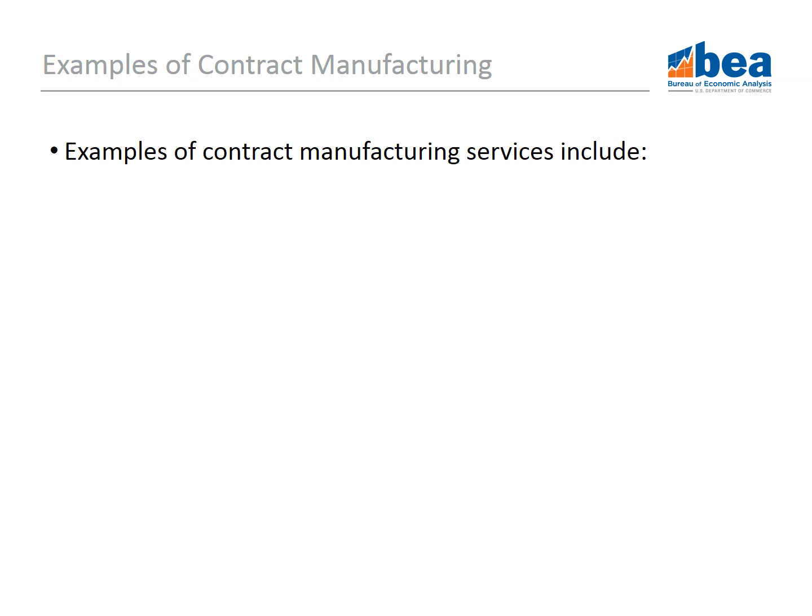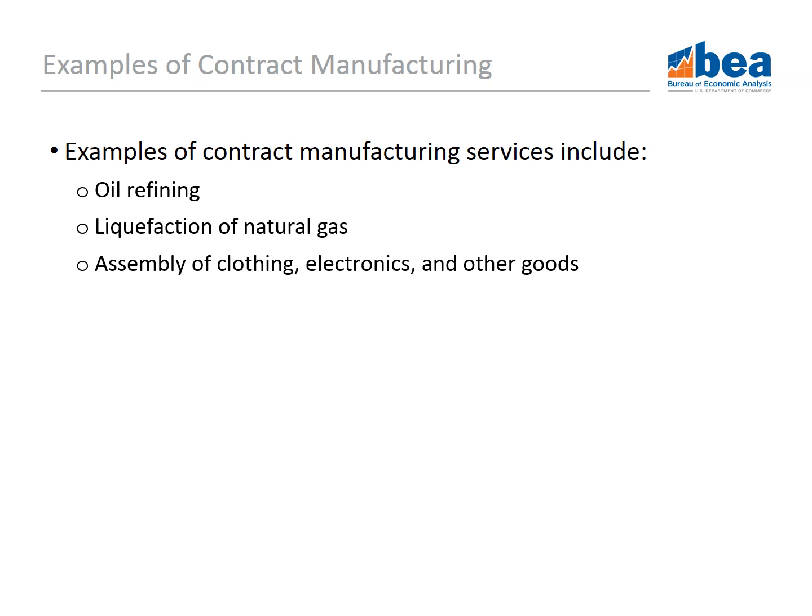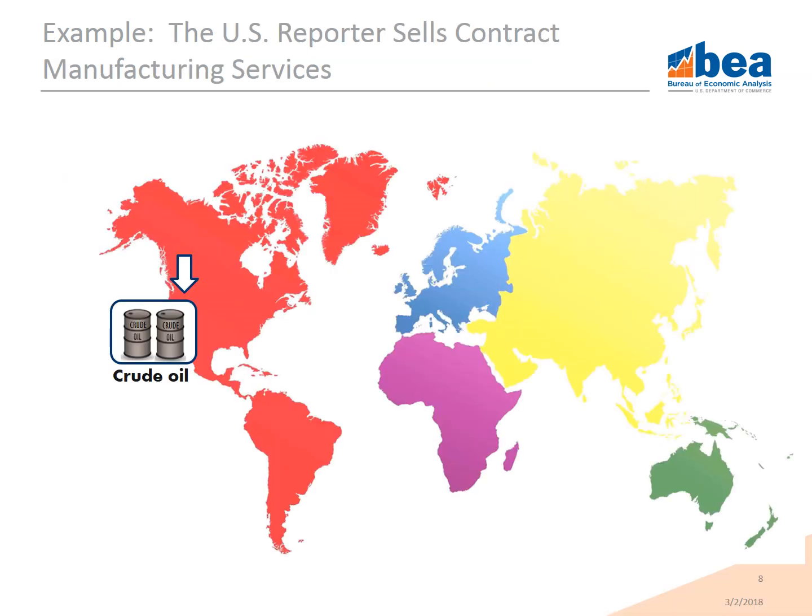Examples of contract manufacturing services include oil refining, liquefaction of natural gas, assembly of clothing, electronics, and other goods, and labeling and packaging. Let's look at an example.